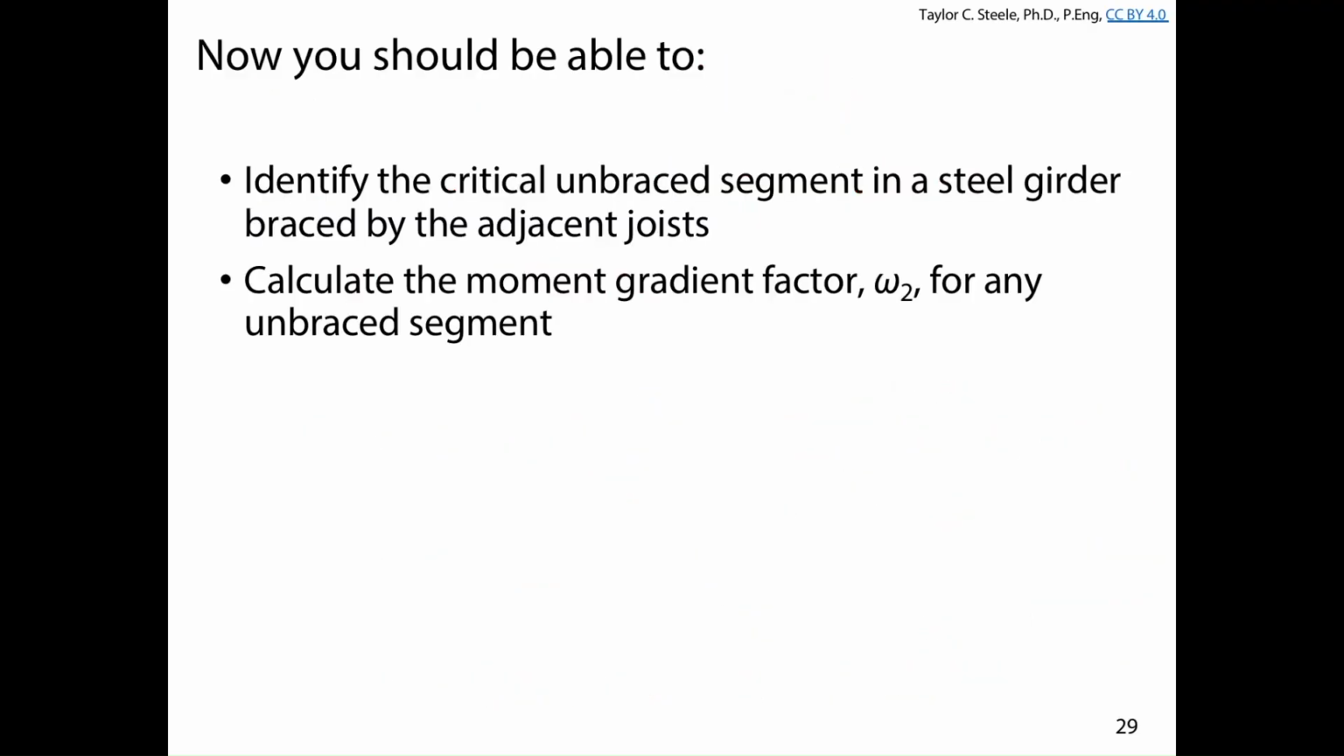Okay, well, now you should be able to do the things that we talked about: identify critical unbraced segments in a steel girder, and calculate the moment gradient factor for any of these unbraced segments. Does anyone have any questions before we run off to next class or hang around before we wrap up the lecture for the morning?